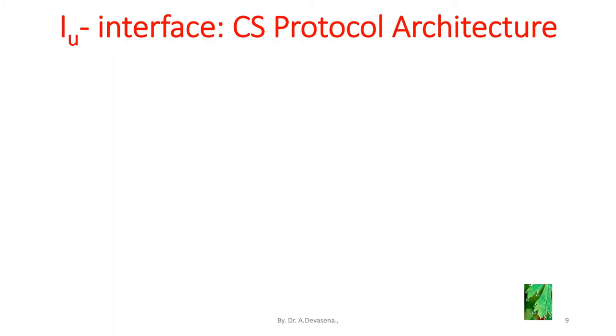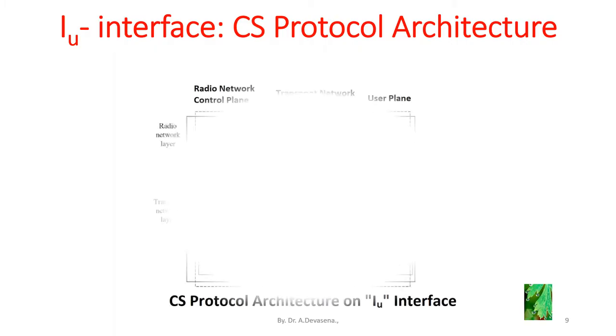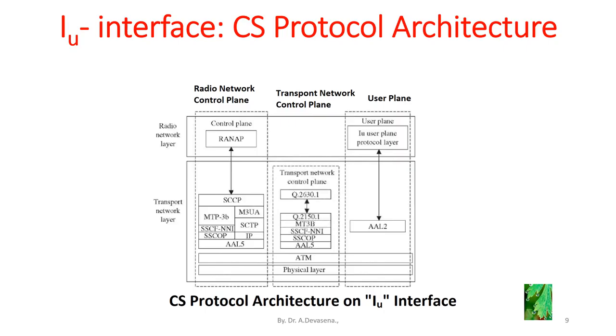Iu interface CS protocol architecture is shown below. That is, the circuit switched domain protocol architecture is indicated here. This protocol architecture comprises of three planes. They are radio network control plane, transport network control plane, and the user plane. And the layers available in this CS protocol architecture of Iu interface are physical layer, transport network layer, and radio network layer. This is indicated in this diagram.